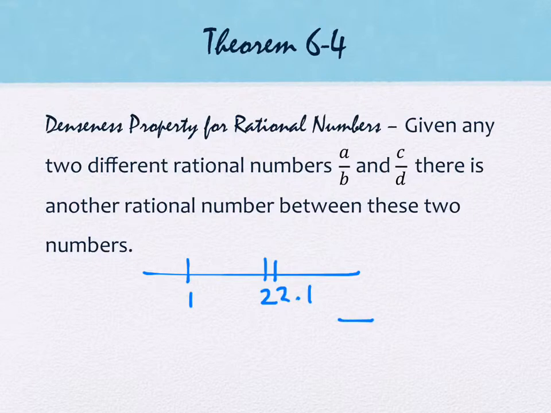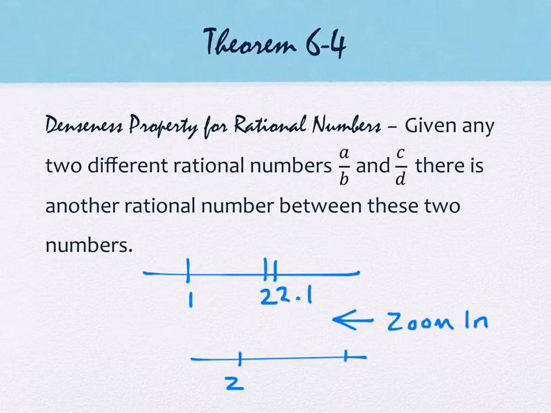So if we zoom in here, all of a sudden it looks like 2's here and 2.1 is here, and they look very far apart. This is the idea. The space that's in between them represents more rational numbers. And there's irrational ones too, but there are more rational numbers in between.